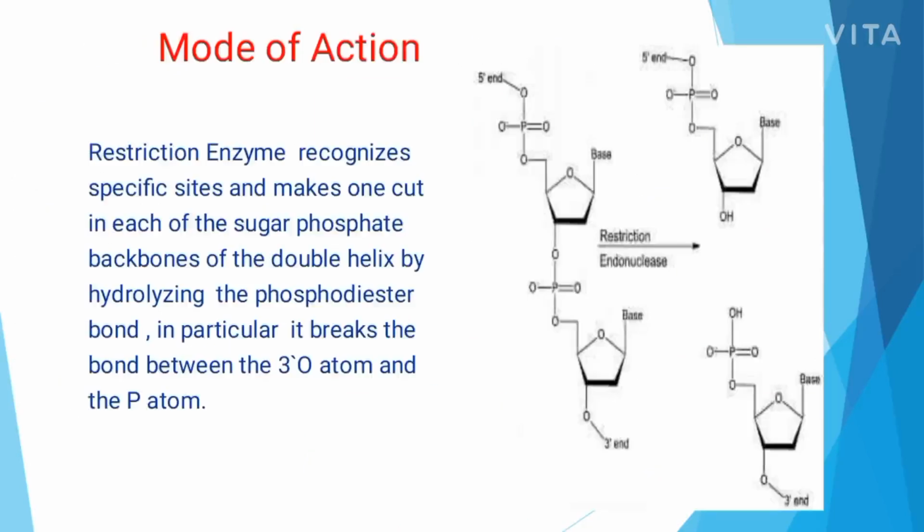So coming to the mode of action, we are saying that the enzymes are producing internal cuts at specific sites. You know that DNA is made up of dNTPs, deoxyribose nucleotide triphosphates. Each monomeric unit is joined to the other unit by means of a phosphodiester bond. This phosphodiester bond is hydrolyzed or broken by this particular enzyme.